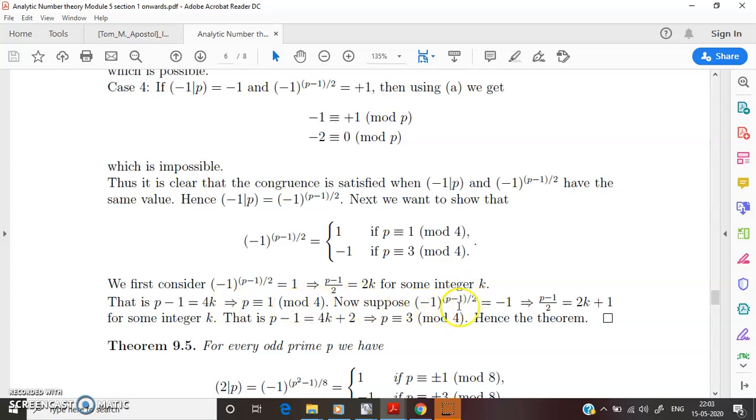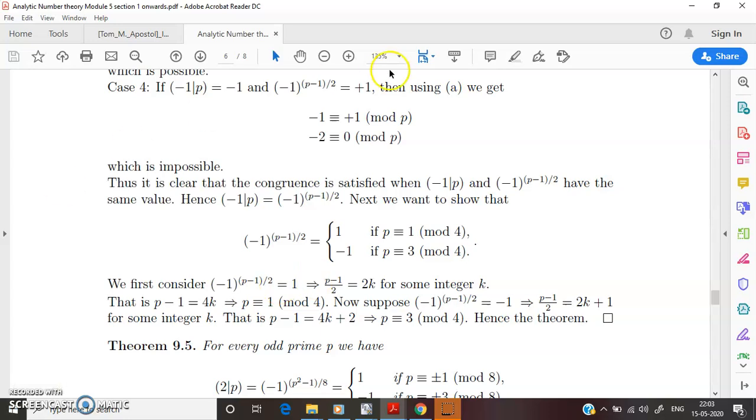Now if you take this as odd, that is, (-1) raised to (p minus 1)/2 is minus 1, then it means that this is odd. That is, (p minus 1)/2 is equal to 2k plus 1 for some integer k. That is, p minus 1 is equal to 4k plus 2, which implies p is congruent to 3 mod 4.